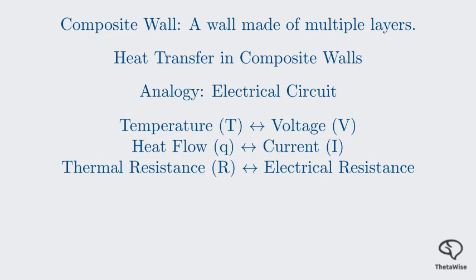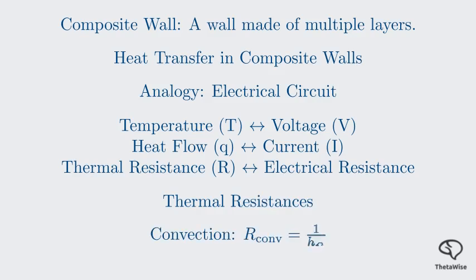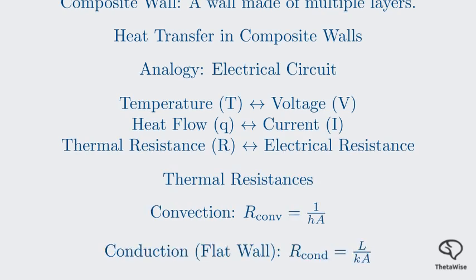Heat will be transferred through this wall by convection on both sides and by conduction through each of the solid layers in between. We can model this entire process using an electrical analogy. Think of temperature as voltage and heat transfer rate as current. The resistance to heat flow is called thermal resistance. Let's define the thermal resistances for each mode of heat transfer we've discussed. For convection, the resistance is 1 over the product of the heat transfer coefficient h and the surface area A. For conduction through a flat wall, the resistance is the thickness L divided by the thermal conductivity k and the area A.